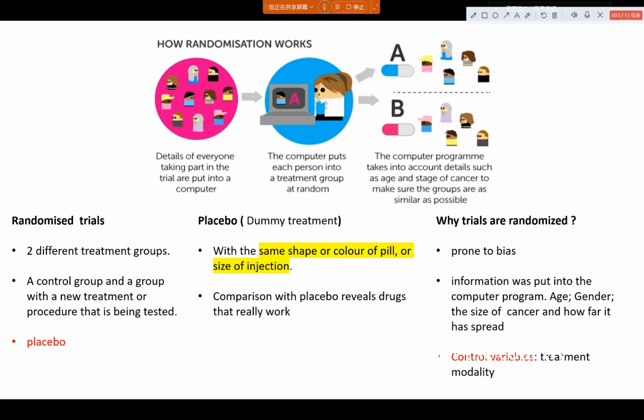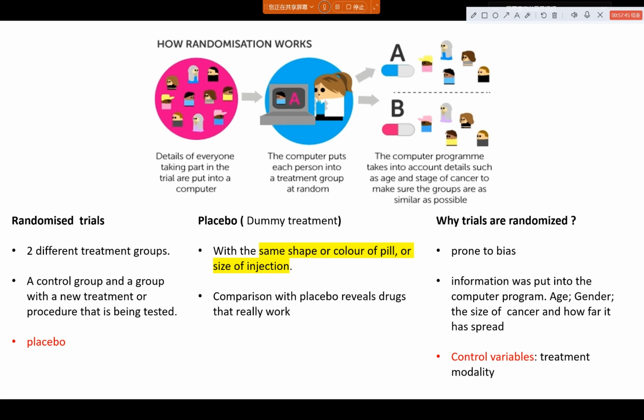Sometimes there is no standard treatment available for the control group. This could be because people have already had all the treatments currently available. In this situation, the people in the control group would have a dummy treatment. This is called a placebo.